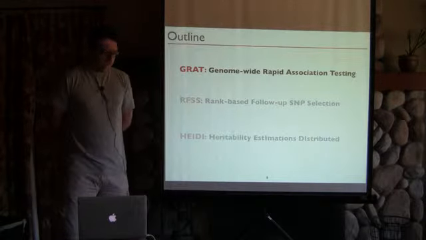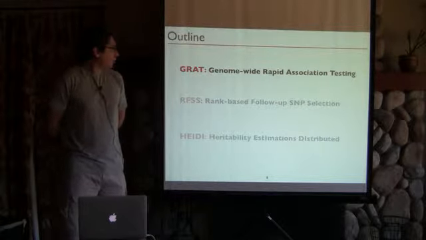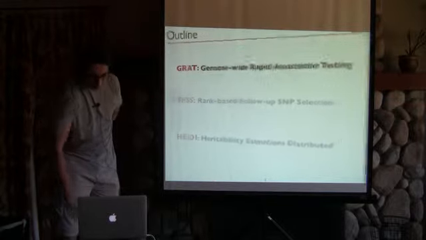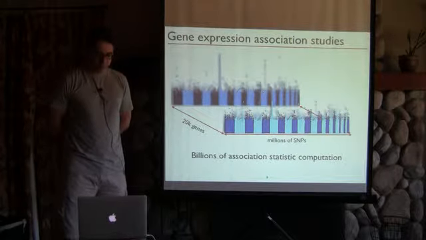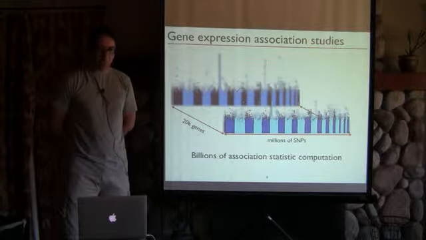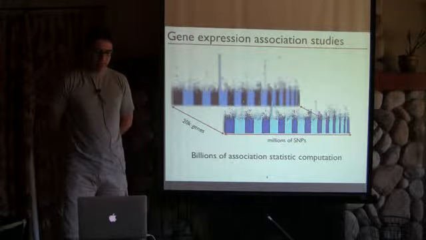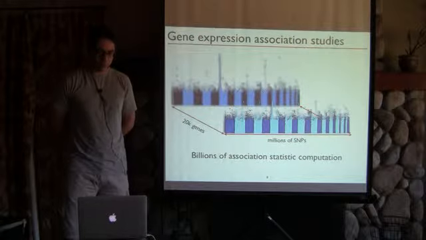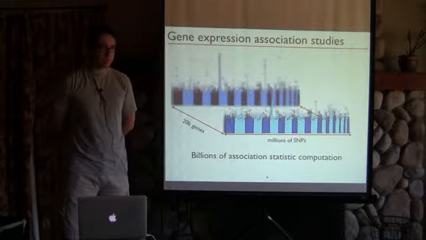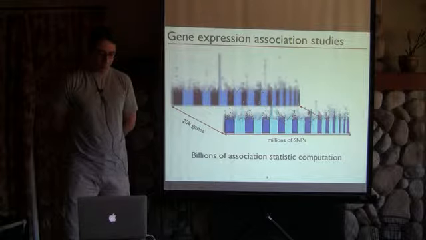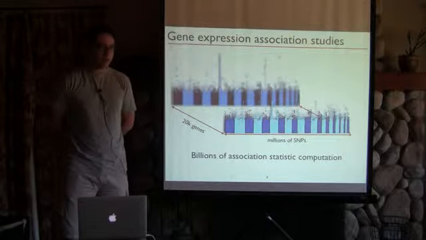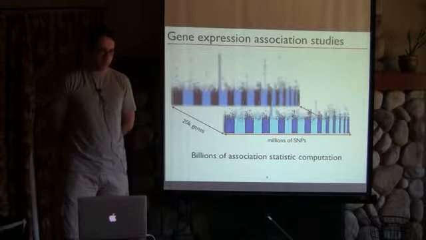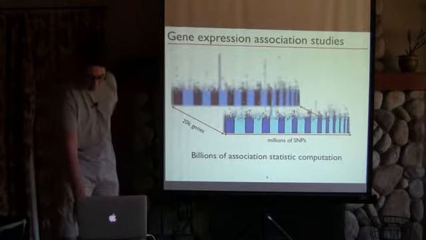So in outline, first I'm going to talk about a method called Genome-wide rapid association testing, or GRAT. The problem we are trying to solve in this project is that when we have the GWAS approach applied to a single disease, the computational cost is not very high. However, when we apply the GWAS approach to high throughput phenotypes, such as gene expression studies, we are going to have a computational problem, because we might have millions of SNPs, and if you collect gene expression information on tens of thousands of genes, the order of computation is in the order of billions.